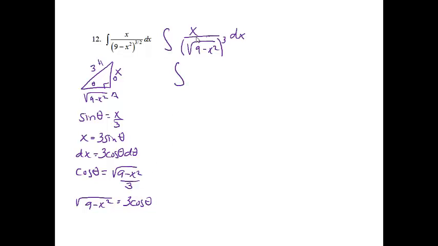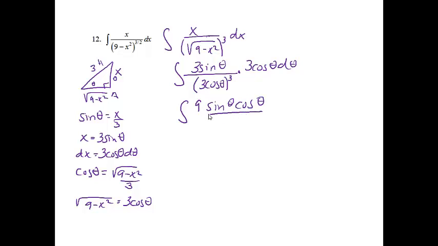Alright, we've got an x going on, which is 3 sine theta. Then the square root of 9 minus x squared is equal to 3 cosine theta, but we're going to be cubing that. And then we still do have our dx. Do not forget to plug in dx, which is 3 cosine theta d theta. Alrighty, let's write down what we have here now. If I combine up top, I'll have 9 sine theta cosine theta. And then on the bottom, I'll have 27 cosine cubed theta.